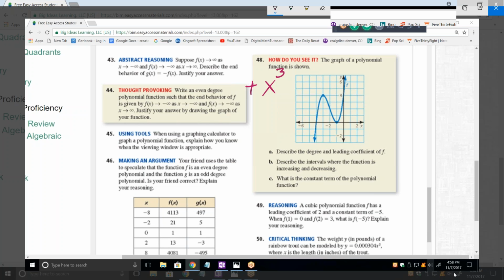Describe the intervals where the function is increasing. So from negative infinity. Oh, wait, increasing? Uh-huh. Oh, oops. Yeah, well, so negative infinity. And decreasing. We're going to start with the increasing. Okay, so yeah, negative infinity to negative 3. Okay. Where else?